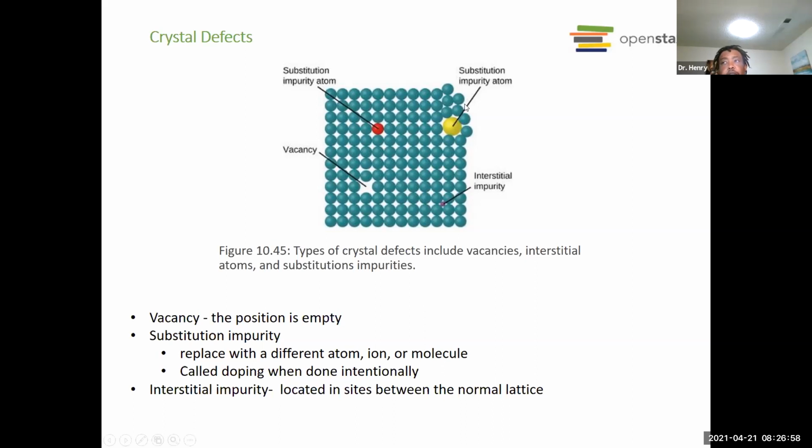We could also have a substitution where we have a bigger molecule. So instead of sodium here, we could have, let's say, francium, right? Which is much bigger. And so then that causes the lattice to kind of bow, causing another type of defect, okay? And then we have interstitial impurities. Interstitial impurities basically are when atoms or molecules or ions go in between that lattice. So the gaps in between the lattice, okay?